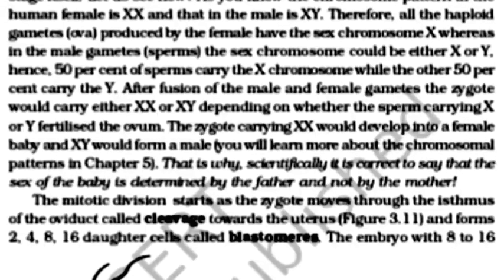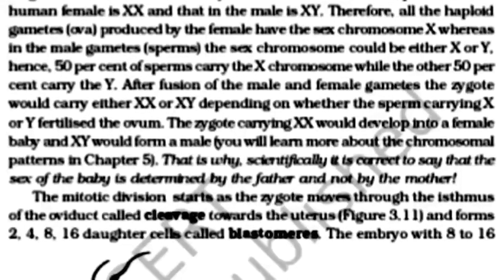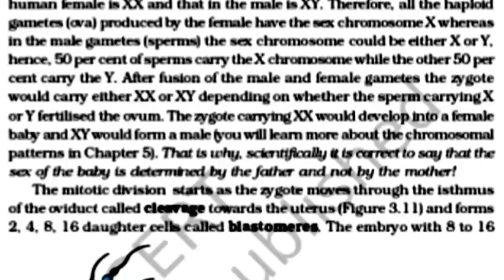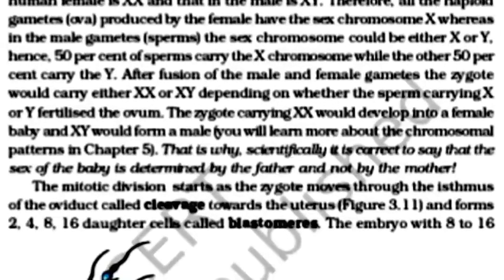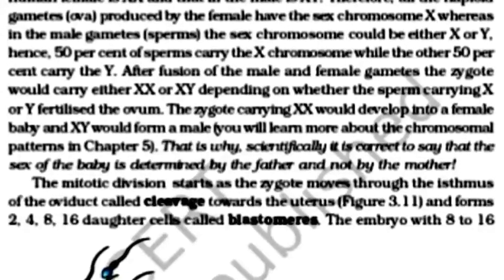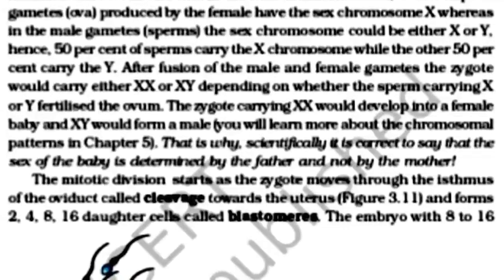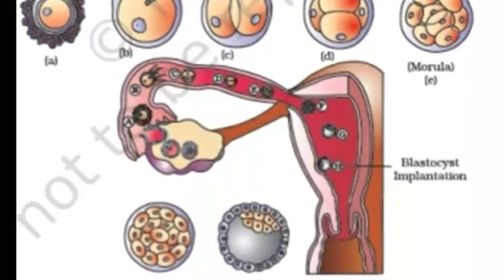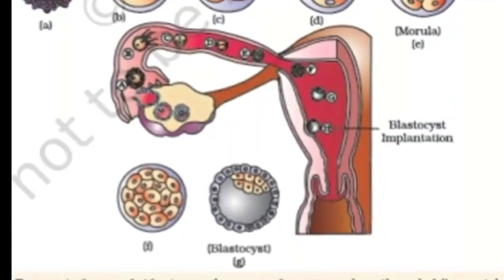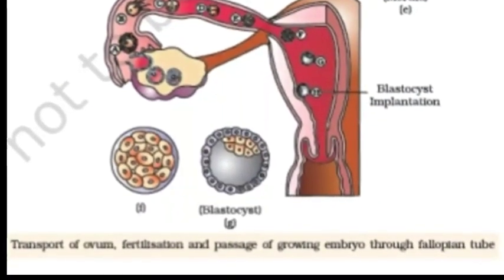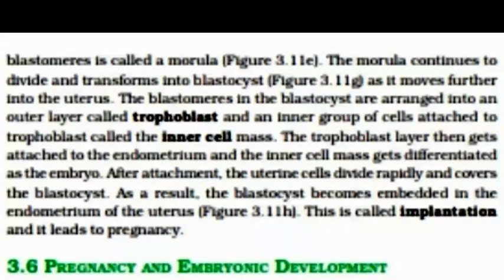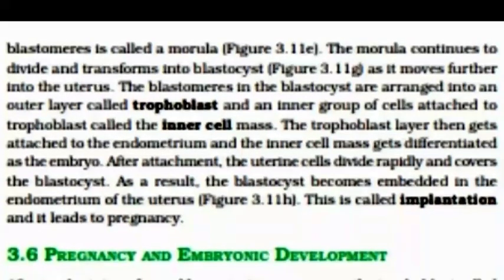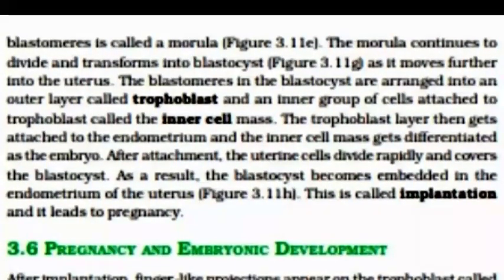The cleavage division starts as the zygote moves through the isthmus of the oviduct towards the uterus, and forms 2, 4, 8, 16 daughter cells called blastomeres. The embryo with 8 to 16 blastomeres is called a morula. The morula continues to divide and transforms into a blastocyst as it moves further into the uterus.